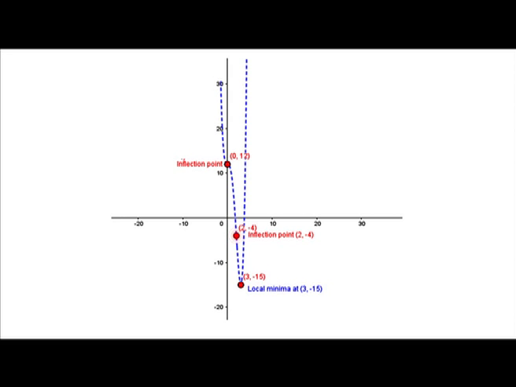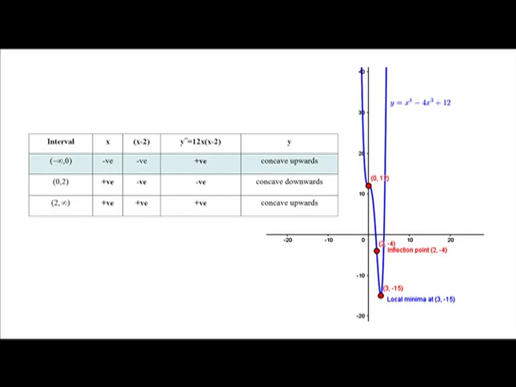We now look at the concavity properties of the curve in the intervals minus infinity to 0, 0 to 2, and 2 to infinity. In the interval minus infinity to 0, x is negative, x minus 2 is negative, and hence y double dash is equal to 12x into (x minus 2) is positive, hence y is concave upwards. In the interval 0 to 2, x is positive, x minus 2 is negative, and hence y double dash is negative, so that y is concave downwards.